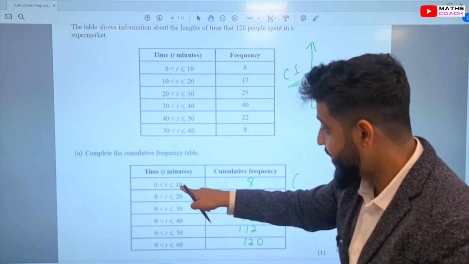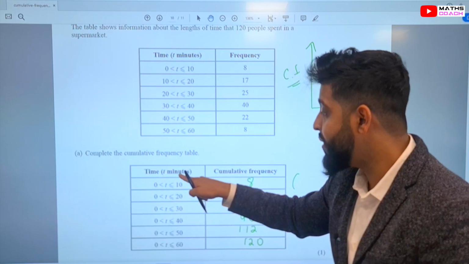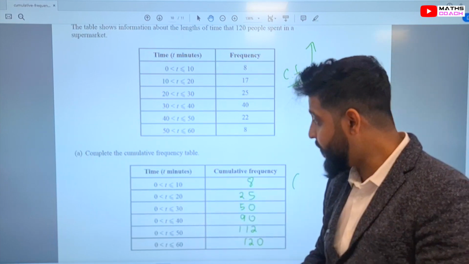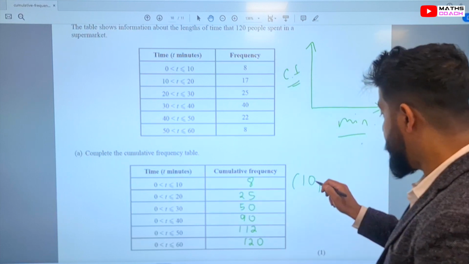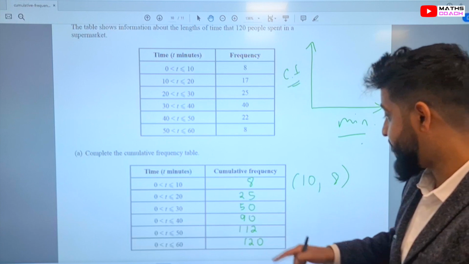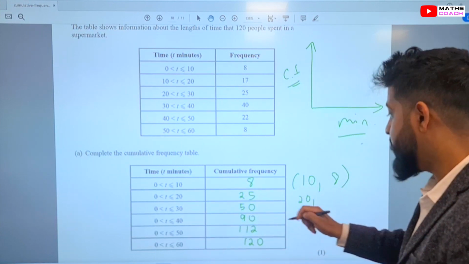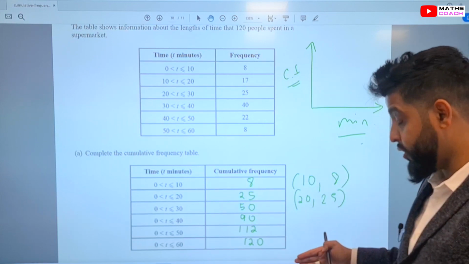So what is our x value? Well, it says that the t value is from 0 to less than or equal to 10, which means 10 itself can be our value, so that's our maximum value in that column. So it's going to be 10 and 8. That's our coordinate. And you could do the same for the rest of them too. So this one, the maximum value that we can take is 20. So 20 and 25. It's going to get quite squashy if I continue to do this here.